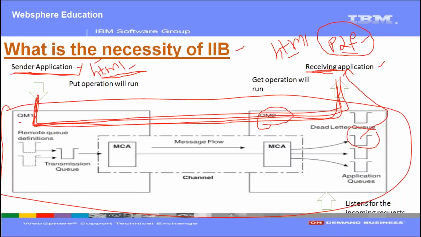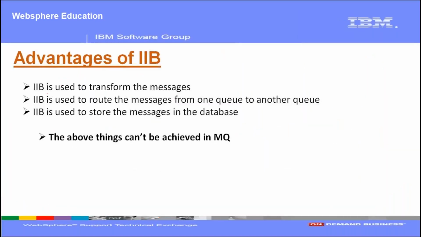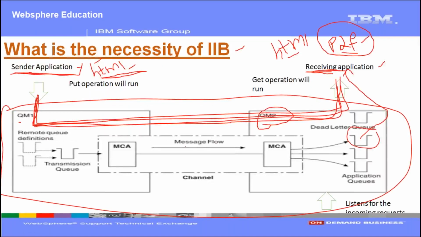Okay, so the first advantage of IIB is that it is used to transform the messages from one form to another. Clear this point? Yes. Okay. Now, the second advantage of IIB is that it is used to route the message from one queue to another queue. For example, see this diagram.